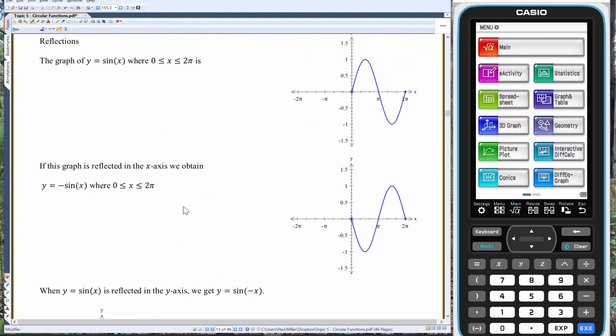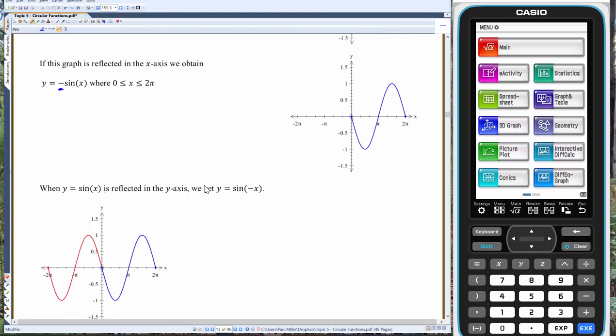Okay, so on to reflections. Okay, so the graph of y equals sine x is this. When it gets reflected in the x-axis, what we get is this graph here, which, when we reflect in the x-axis, remember we just drop a negative sign out the front there, okay? Now, when we reflect it in the y-axis, what we get is this graph here, which if I continued it on, would be this graph here.